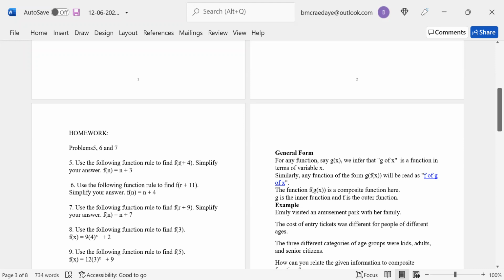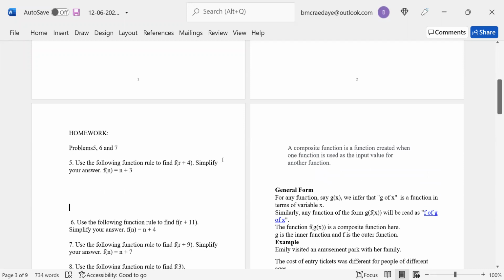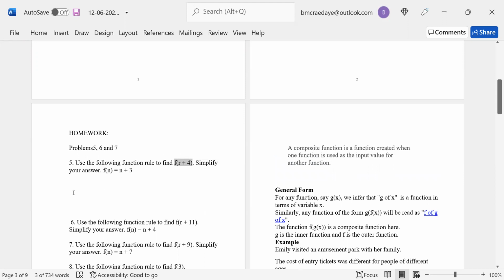Use the following function rule to find f of r plus 4. That means for the n, you're going to put r plus 4. Okay, so I'll just start you off. So you want to find f of r plus 4. So let's just put that here. That's kind of hard. You think so? Okay, and it says simplify your answer.